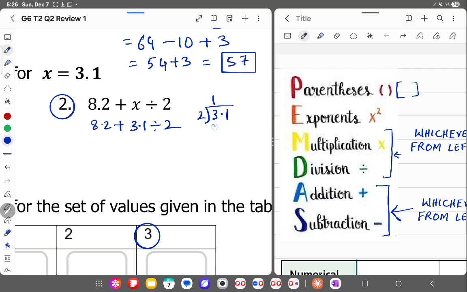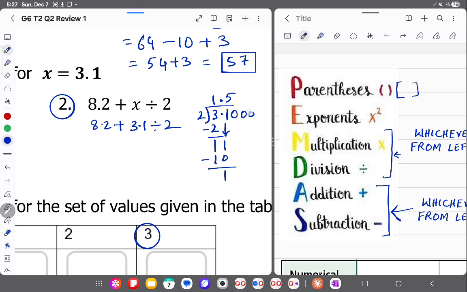Now 3.1 divided by 2, correct? 2 times 1 is 2, remainder is 1. Now there's a decimal here, so you put the decimal here and you bring the 1 down, right? So 2 times 5 is 10, 10 is less than 11 and nearest to 11. 11 minus 10 is 1. Now I need to try to bring the remainder to 0. Right now my remainder is 1. So what I'll do is, 3.1 is the same as 3.10, correct?